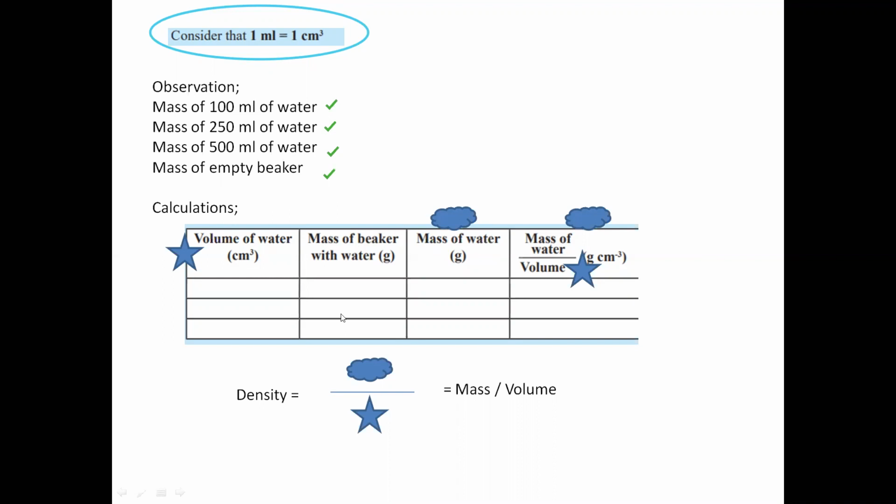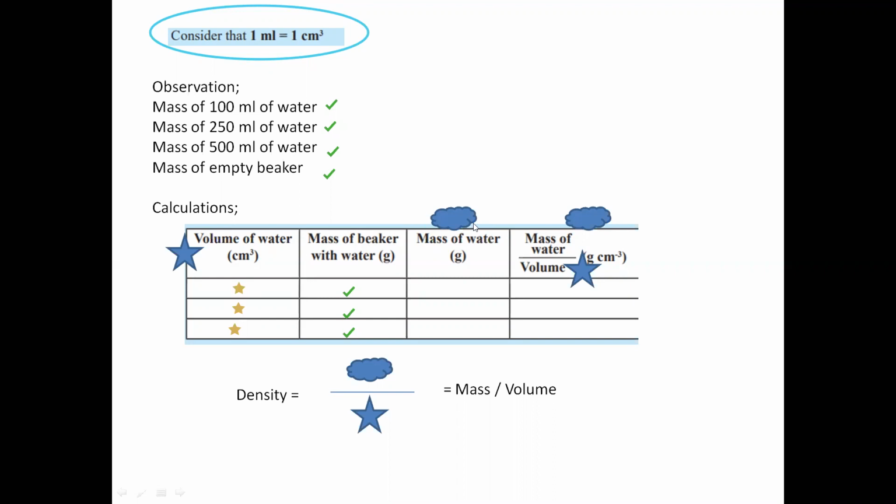You know it, right? So these masses you have to put here. Masses of beaker with water. And you know the volume. Really, you know the volume at the very beginning. Each volume: 100 milliliters, 250 milliliters and 500 milliliters.